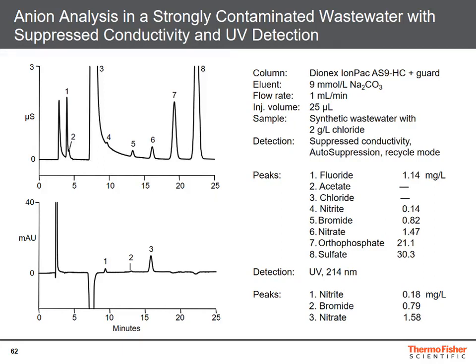Let's have a look at the top chromatogram representing suppressed conductivity detection. We see that later eluting peaks such as bromide, nitrate, orthophosphate and sulfate can easily be separated and quantitated under those conditions. However, the small nitrite peak is on the tail of the huge chloride peak and therefore cannot be quantitated under those conditions. We also see a signal eluting slightly earlier than fluoride.